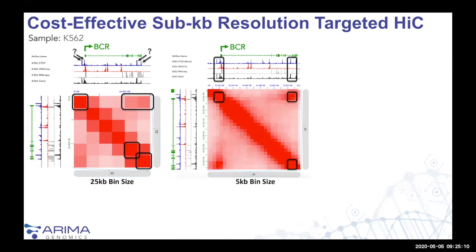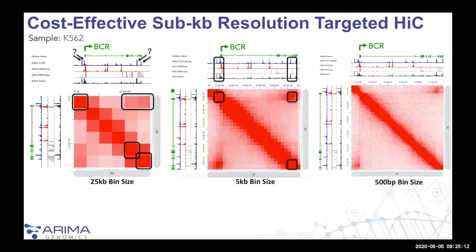You can take the same Capture-HiC data and cut the bin size by a whole other log order down to 500 base pair resolution, and now it becomes much more clear that the interaction you saw, when you trace that back to the linear genome, is really anchored at the promoter of BCR. So this type of 500 base pair bin size is really unprecedented at the genome-wide scale.